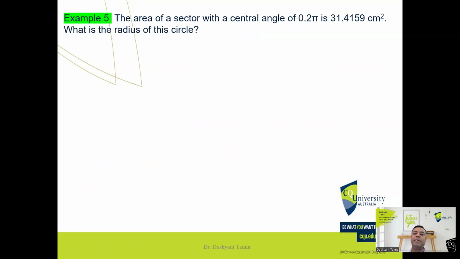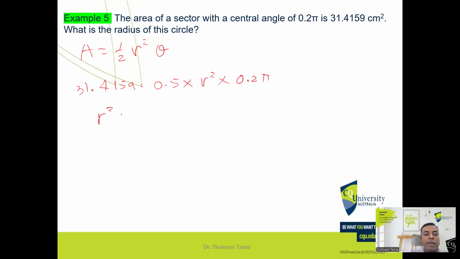Right. So the area of a sector with the central angle 0.2 pi is 31.4159 centimeters squared. What is the radius of the circle? So area is half r squared theta, which is 31.4159 equal to 0.5 r squared times theta, where theta is 0.2 pi. R squared is whatever, and therefore r is 9.9999, or approximately 10 centimeters.